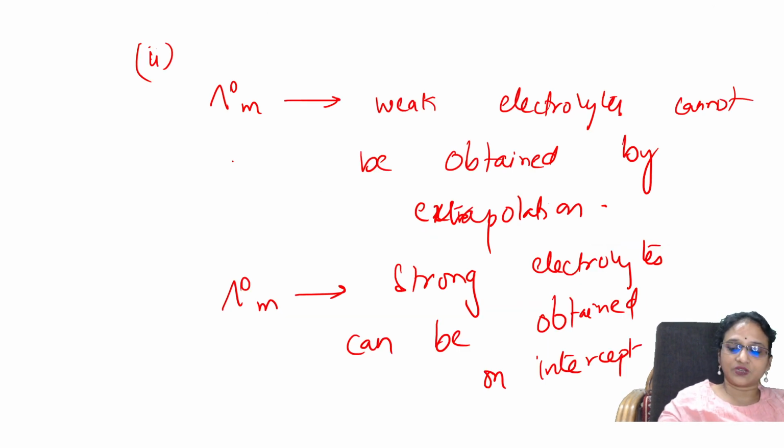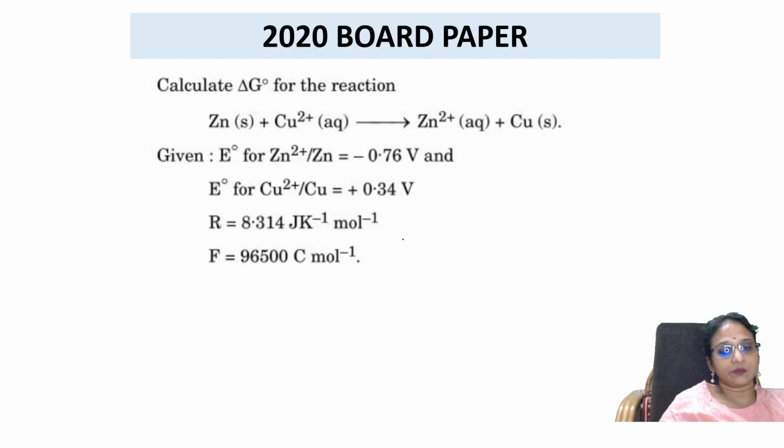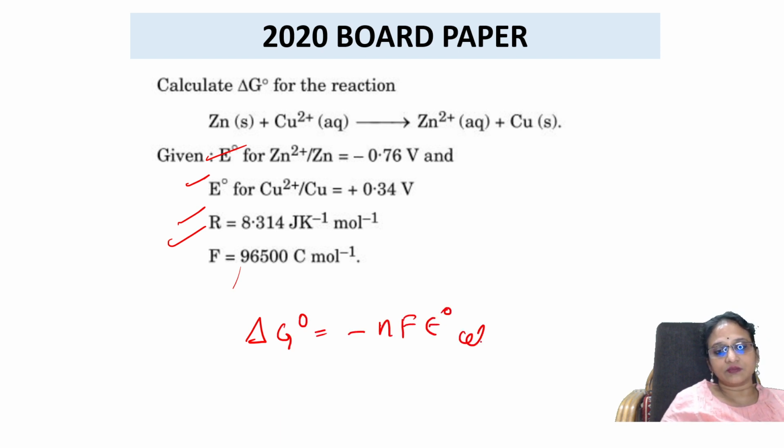Now, next thing. 2020 paper. They have given me, calculate delta G naught for the reaction. I have to calculate delta G naught. Easy. All values are given to me here. Let me write the formula first. Delta G naught is equal to minus nF E naught cell. How many electrons got transferred? 2. What is Faraday? 96,500.